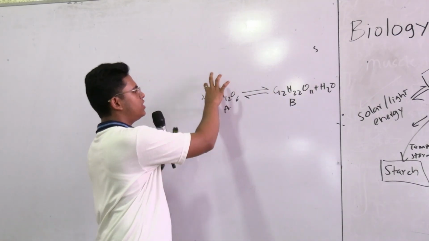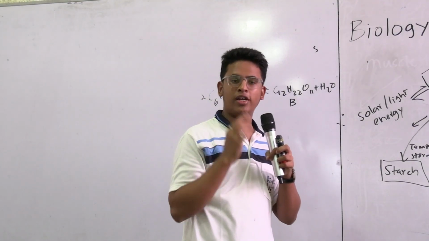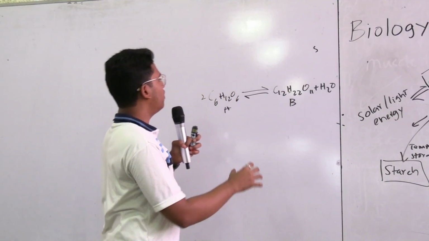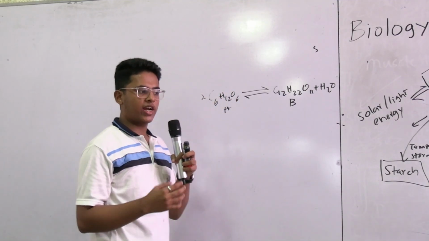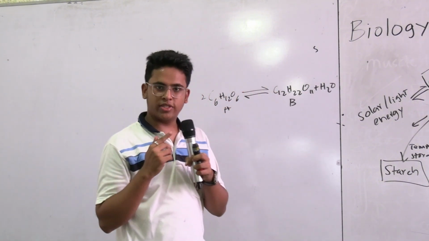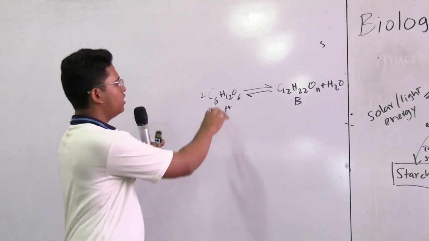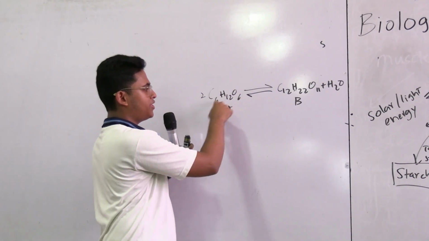So this chemical formula C6H12O6, what is it? We commonly know it as glucose. But any monosaccharide will have this formula, not only glucose. What are the other monosaccharides? Galactose and fructose, right? So they will also have the chemical formula C6H12O6.